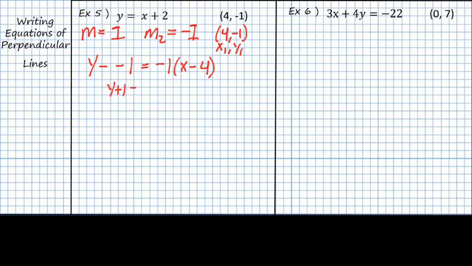Alright, so we have y plus 1 is equal to negative 1, and then I'm just going to go ahead and distribute in a second here, so x minus 4. I'm going to distribute the negative 1, and so you see that I'm distributing a negative on a negative, so that's going to cause it to be a positive. So I have y plus 1 is equal to negative x plus 4, and then I'm going to subtract 1 from both sides, and I get y is equal to negative x plus 3. Alright, so again, I'm going to leave you guys to do 6 on your own, and then I'm going to go ahead and switch us off to our reflection.